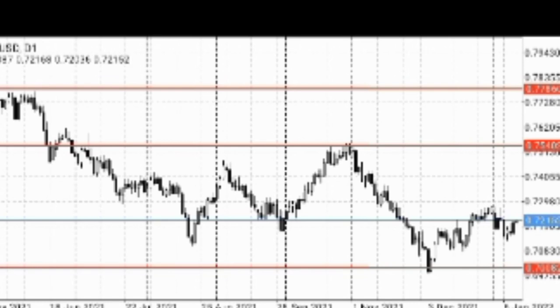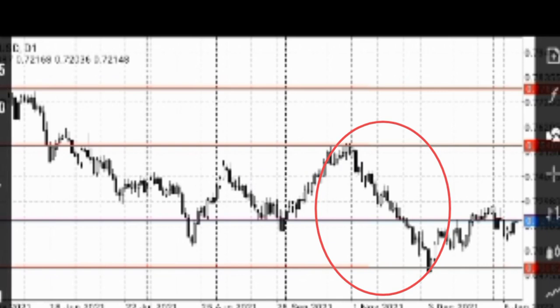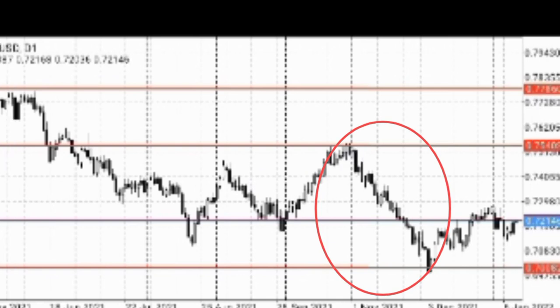Number 1, you have to look out for a strong impulse, a strong price move, big candlesticks from the previous support into a resistance, or vice versa, that is from the previous resistance into a support. Let's take, for instance, this. This is a price, okay?